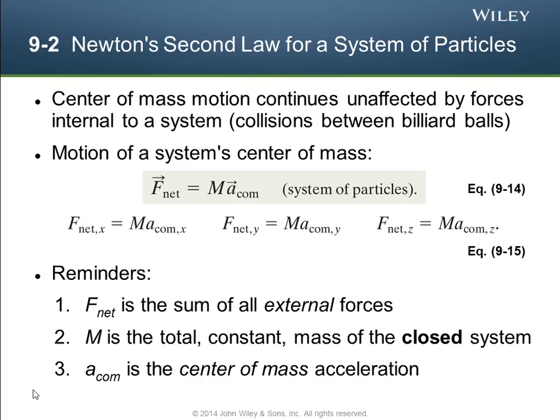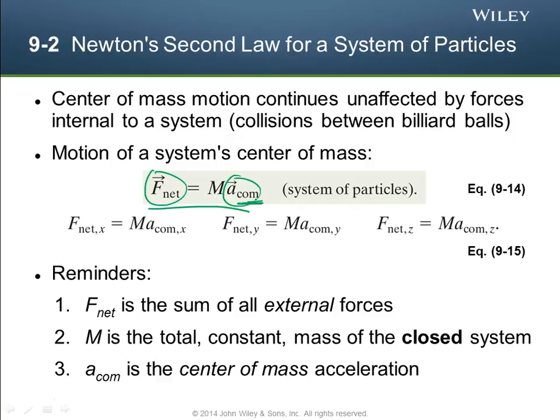So let's move into looking at Newton's second law for a system of particles. We know Newton's second law says that the net force on an object is the mass times acceleration. Force is a vector, acceleration is a vector. But the key here is this is really the acceleration of the center of mass.